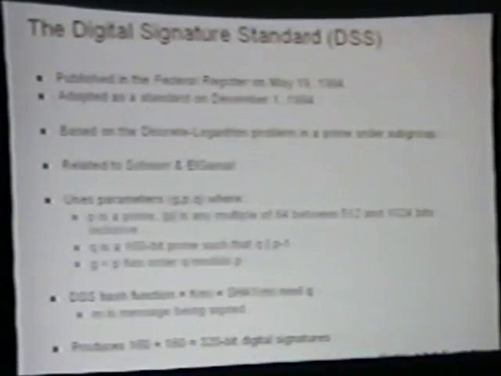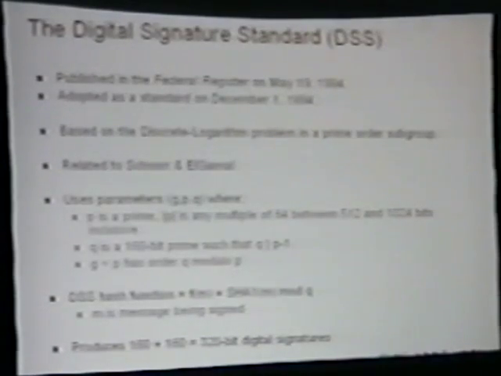Everybody agrees upon these numbers, so if they happen to withstand the cryptanalytic toolbox when used as constants, then where they came from can be accounted for. The digital signature standard, though it's not a block cipher, was subject to some controversy. It was published in the Federal Register in 1994, and it's based on what's called a discrete logarithm problem in a prime order subgroup, and it's related to the Schnorr and Elgamal digital signature algorithms.